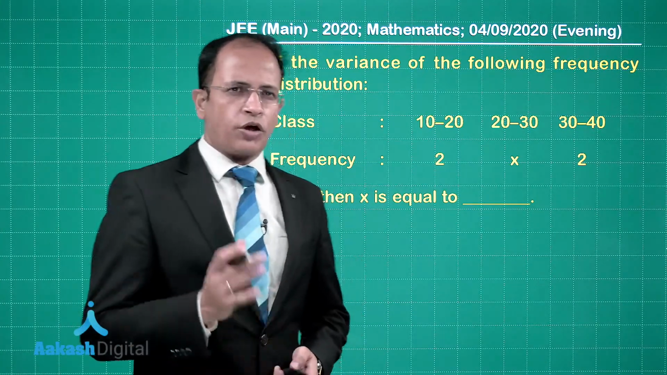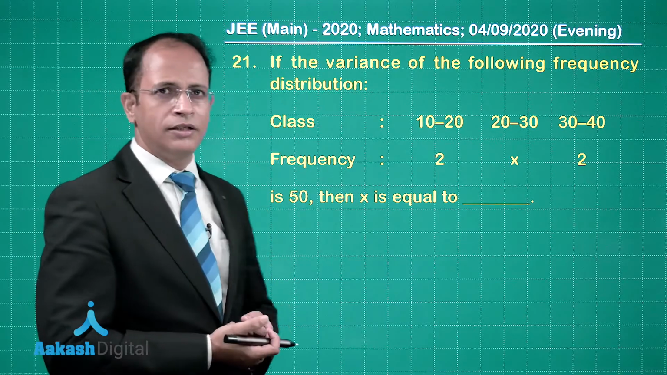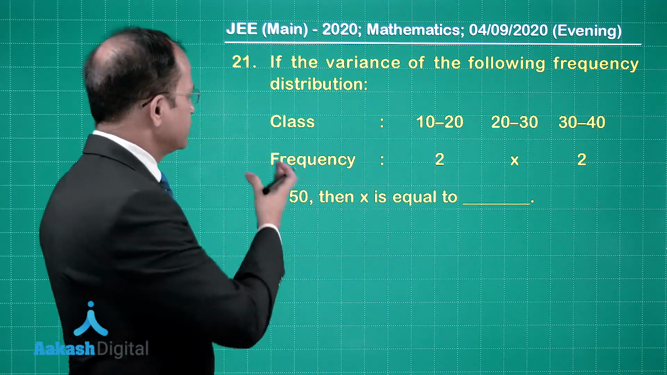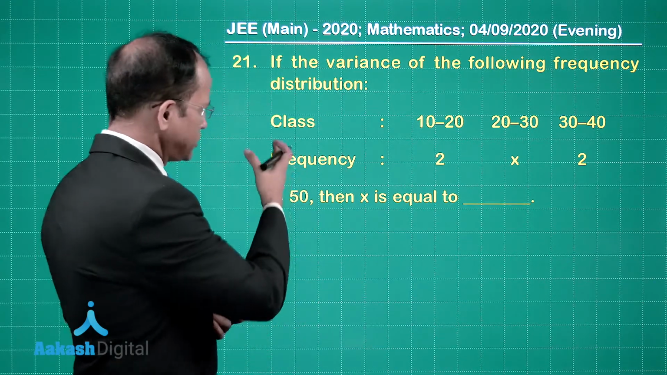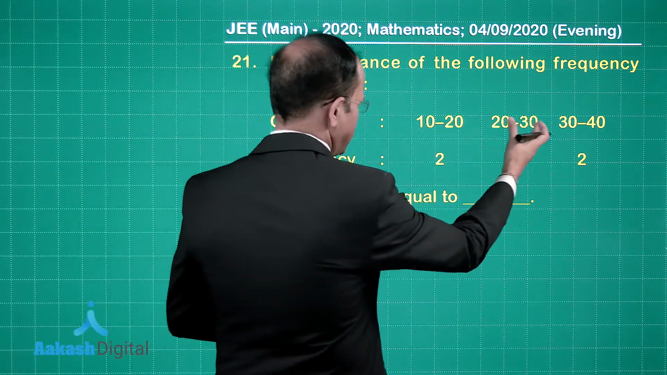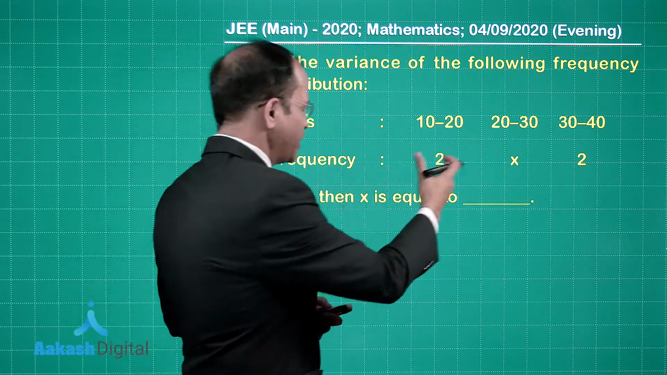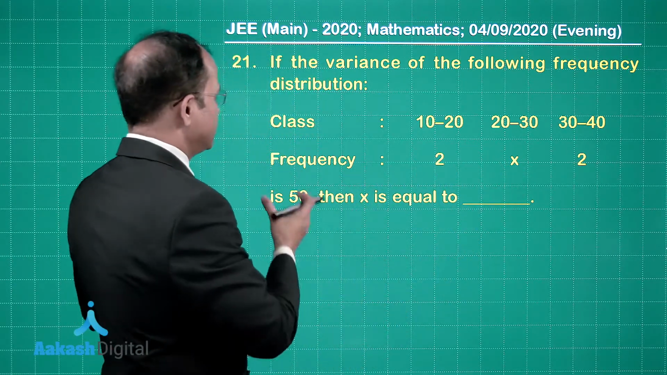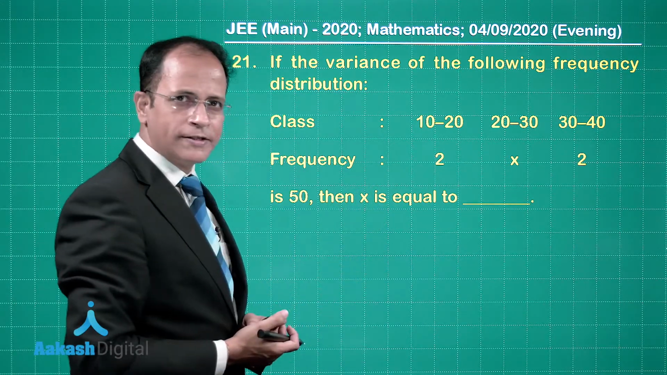So friends, let's talk about the next one. It's going to be the numerical problem we have. If the variance of the following frequency distribution has been given to you, that is class 10 to 20, 20 to 30 and 30 to 40, and frequency has been given as 2, x and 2, and the variance is 50, then x is equal to what? This is what has been given to us.